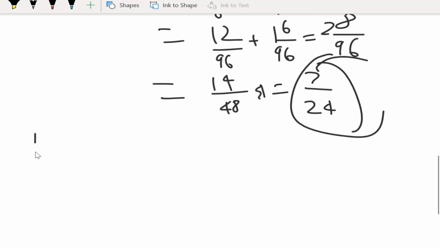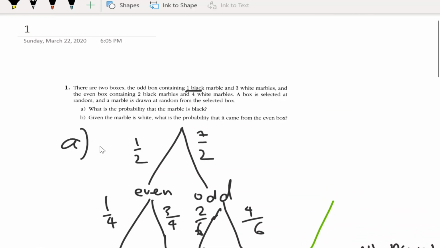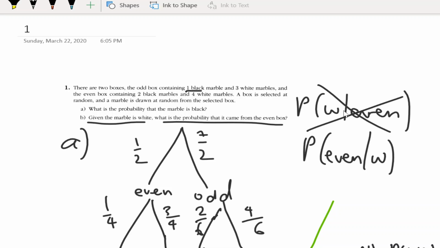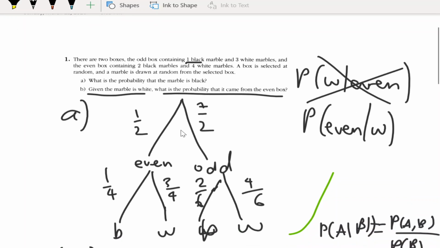Part B is a little more interesting. Given the marble is white, what's the probability that it came from the even box? Before, we were doing P of white given even. However, we're doing the opposite now: the probability of an even box given it's white. If we are doing the probability of white given even, you're going top down, right? Given it's even, what's the probability that it's white? Instead, we're doing the probability it's even given it's white. So rather than going down the tree, we're going up the tree.